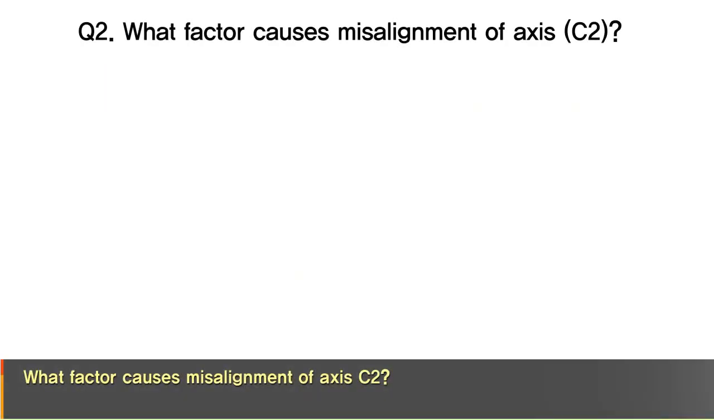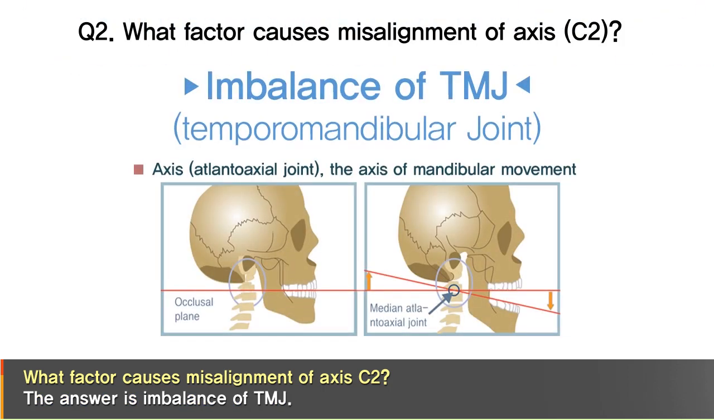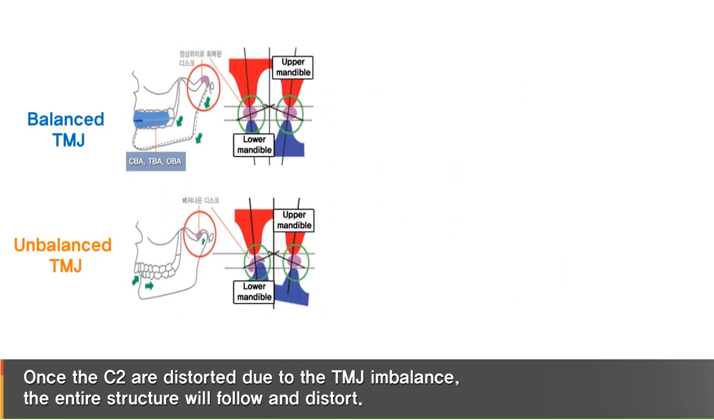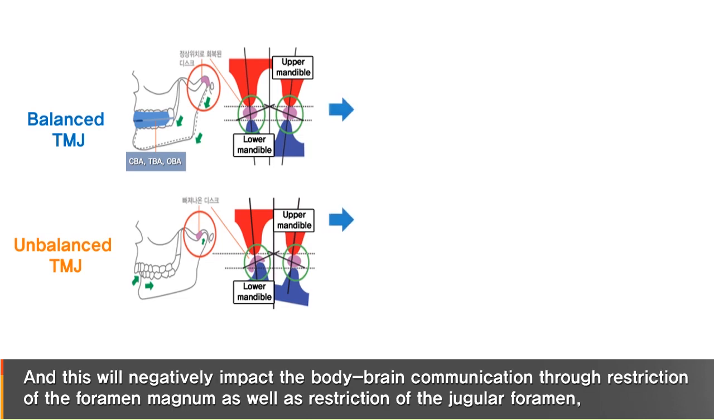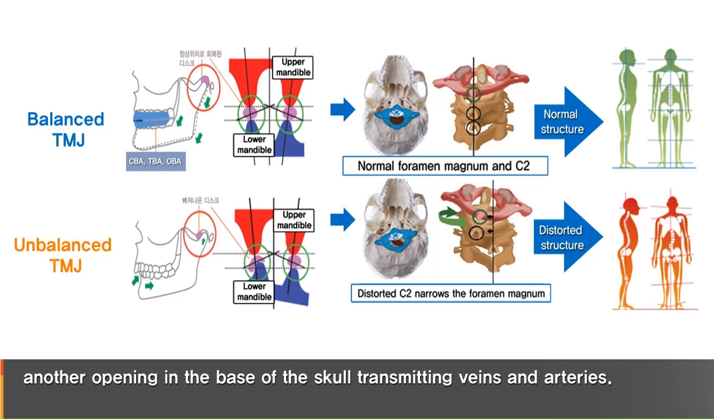What factor causes misalignment of the axis C2? The answer is imbalance of the TMJ. Once C2 is distorted due to the TMJ imbalance, the entire structure will follow and distort. And this will negatively impact brain-body communication through restriction of the foramen magnum as well as restriction of the jugular foramen, another opening in the base of the skull transmitting veins and arteries.